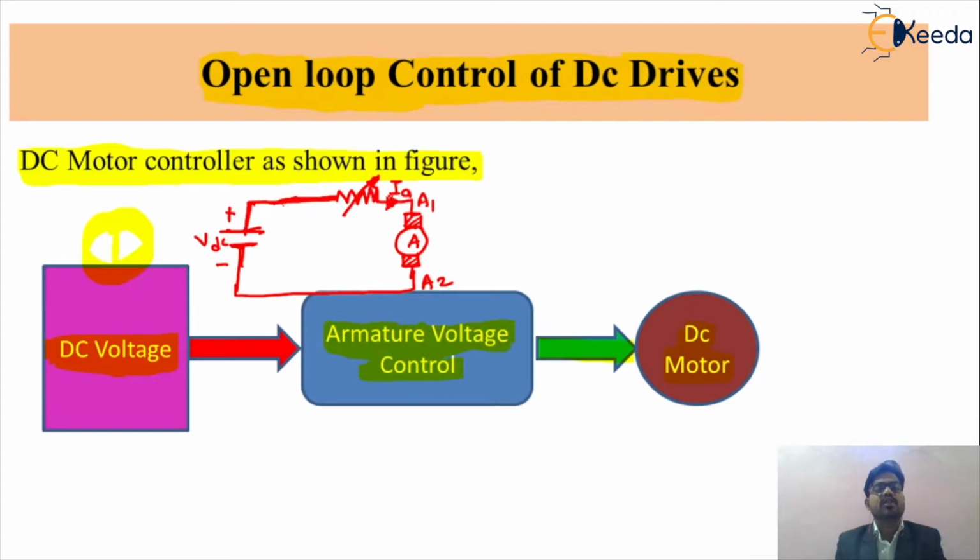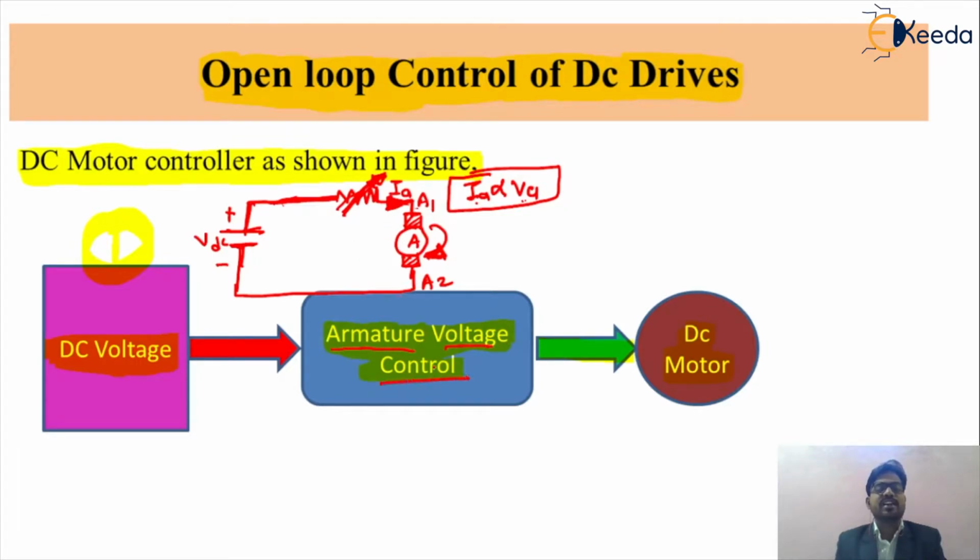According to Ohm's law, the current flowing through the circuit is directly proportional to your voltage, meaning if you change the value of the current, obviously the value of your voltage will change, and if the voltage changes, obviously the speed of your DC drive will change. So by changing the value of the resistance, we can control the value of the current. If the current changes, the voltage changes, and the speed of your DC motor will change. This strategy is called armature voltage control.